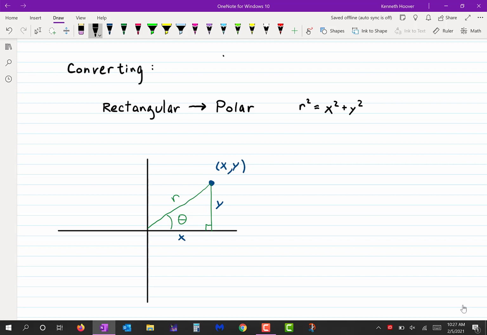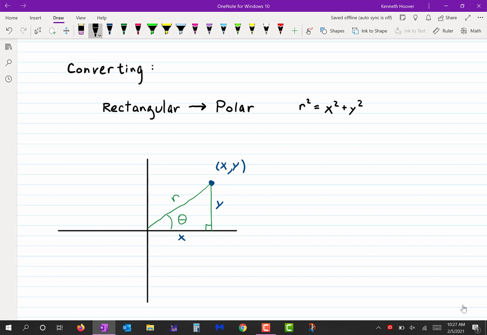Now, technically, that would mean r is the square root of x squared plus y squared. People don't normally bother writing that down. You won't see that written in a book. In the book, it'll just say r squared equals x squared plus y squared. Okay? And what would be theta?